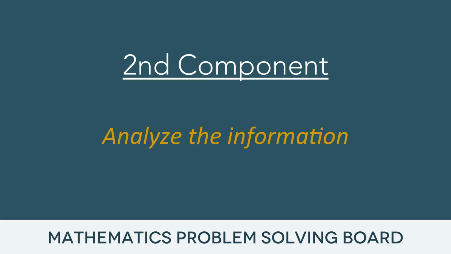The second component of the board is analyze the information. One of the most critical things that students need to do at this section of the board is figure out what the known and unknown information is in the problem. They need to be able to see what information is critical, and if there's information provided that isn't critical, they know they don't need to use that.